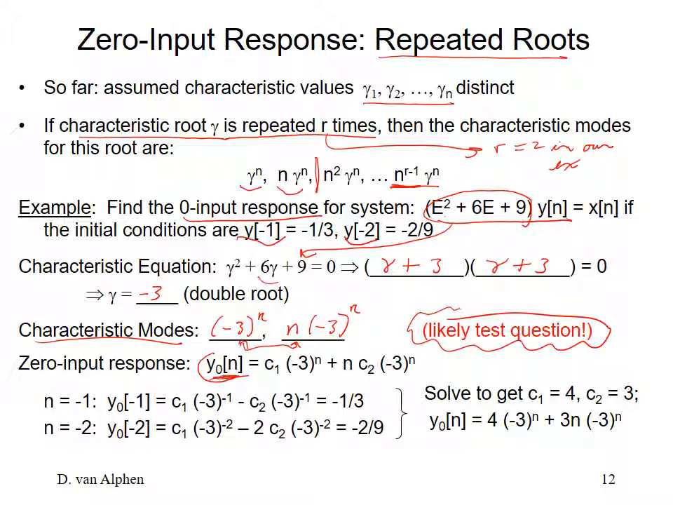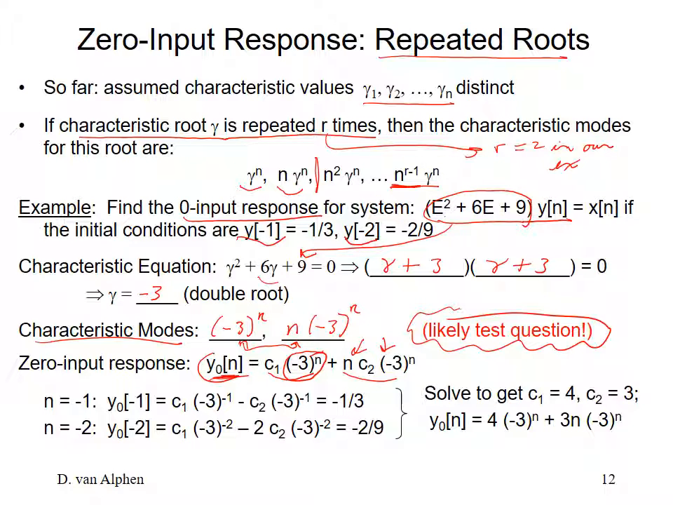Then we write that the solution is the weighted sum of those two characteristic modes. So here's my first characteristic mode. This one's a little harder because it's split in two. n times gamma to the n is my second characteristic mode, and the C's are the weights that we need to find using the initial conditions.